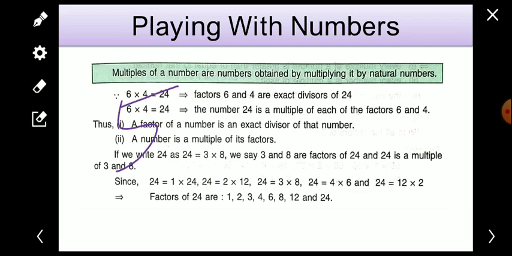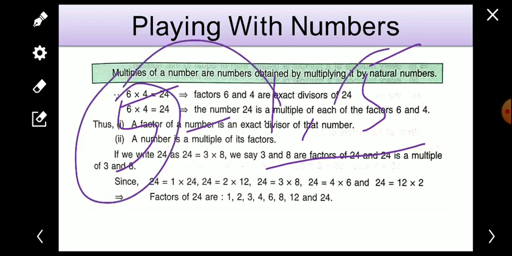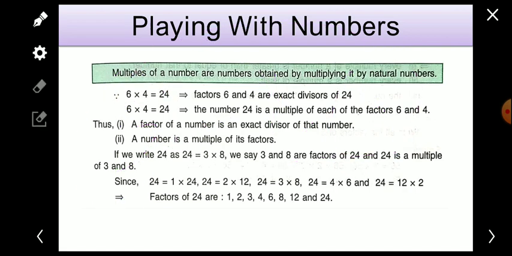Suppose I'm talking about 5. Its factors are 1 and 5. If we talk about the multiple of 1, then 5 is the multiple of 1. 5 is also the multiple of 5. So we have got that a number is the multiple of its factors.